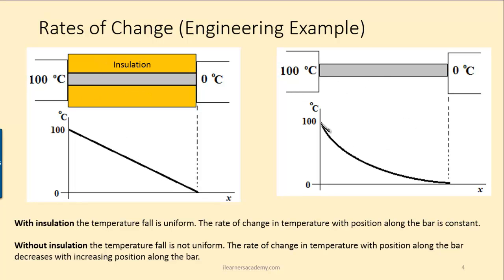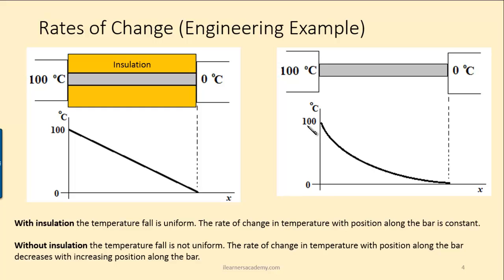However, in this case, initially, for small values of x, the gradient here is fairly steep. As we move along, it's less steep. So the temperature gradient varies. The rate of change in temperature with position is not constant here, but it is constant here. So we'll not discuss this any further because this is not a physics course or an engineering course. But you can see how this concept of rate of change would be important.